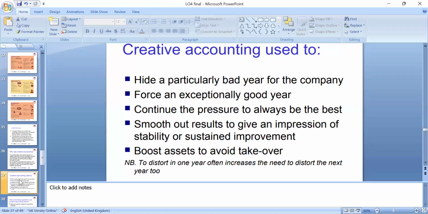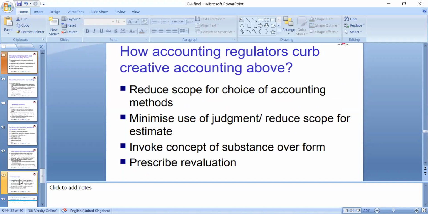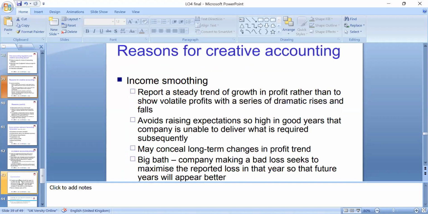Creative accounting hides the particular bad years of the company. They force an exceptional good year, continuous pressure, always the best, smooth results and boost assets. And they can delay the payments and make the figures look nice. That is how the accountant regulates creative accounting: reduce the scope of the choice of accounting method, minimum use of judgment, and invoke the concept of substance over form, and those we need to be looking at.